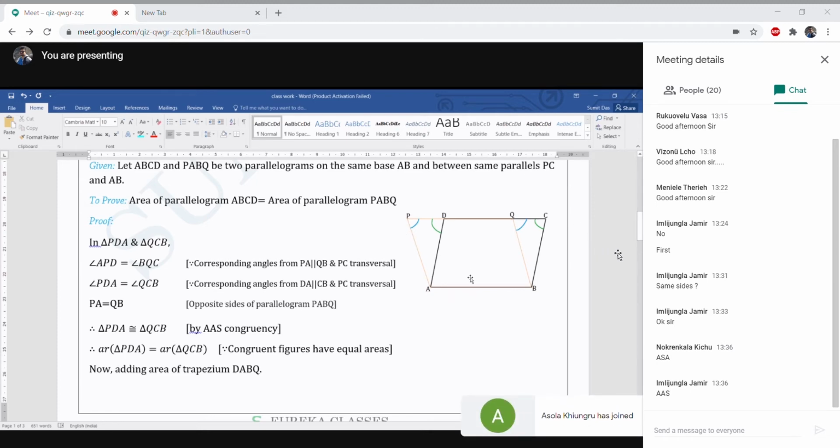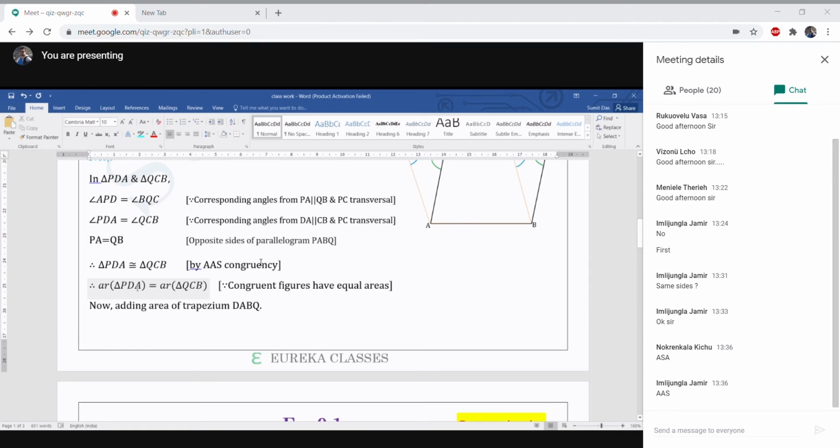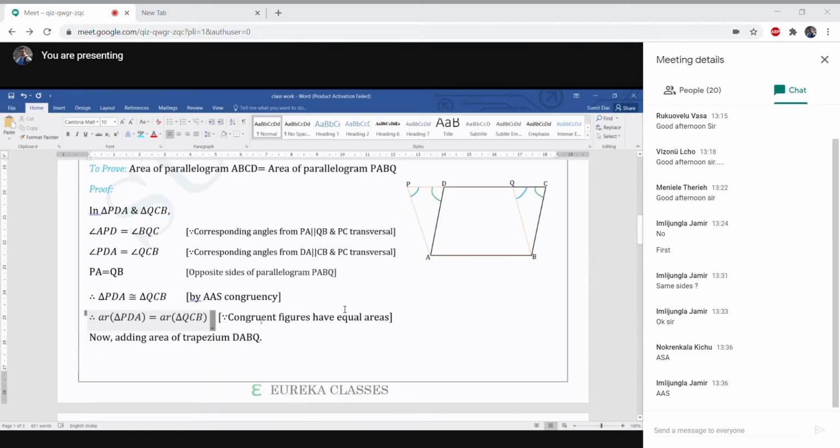Now these two triangles are congruent. If two triangles are congruent, we know that their areas will also be equal. Look, I wrote here triangle PDA congruent to triangle QCB. So area of triangle PDA equals area of triangle QCB, because congruent figures have equal area, right? So now what I will do, I will add the area of trapezium DABQ, the middle area, to both sides.